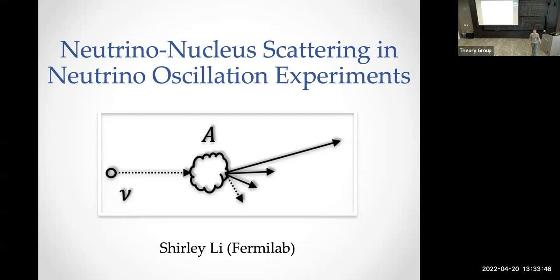Okay, cool. Well, thank you everyone for attending. So right now there is a large suite of both current and planned neutrino oscillation experiments. And I think for theorists, there are quite a few challenges that we need to overcome to make sure that these experimental programs have a successful outcome. So today I'll talk about one problem that I think is the most important input, and that is to understand how neutrinos scatter off nuclei.